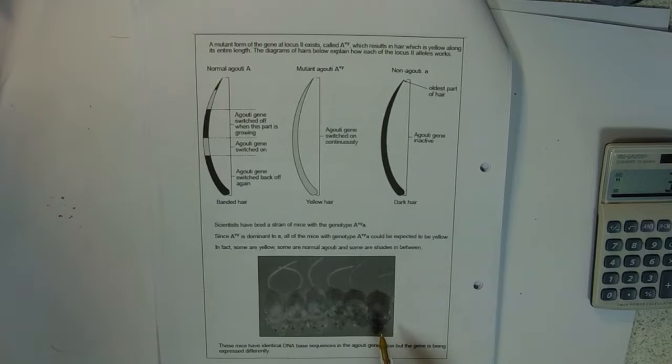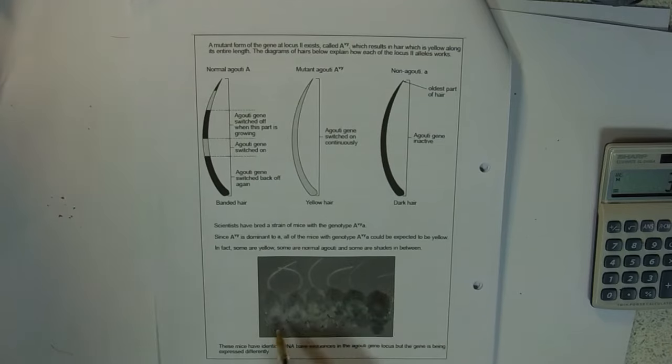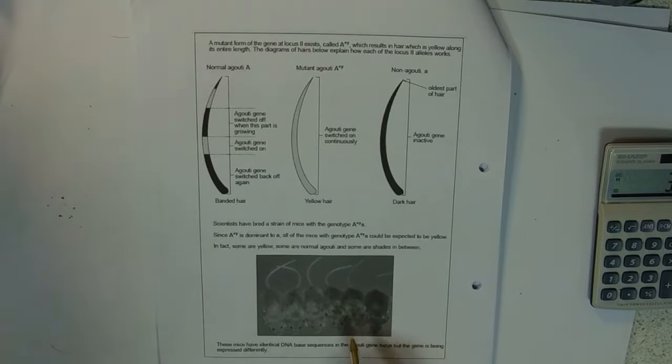We've got some mice here. I presume this is in colour on the original photo, but even in black and white we can see we've got a range of colour. We've got some very light coloured mice at one end, and dark coloured mice at the other end.